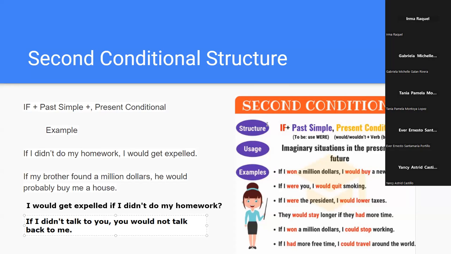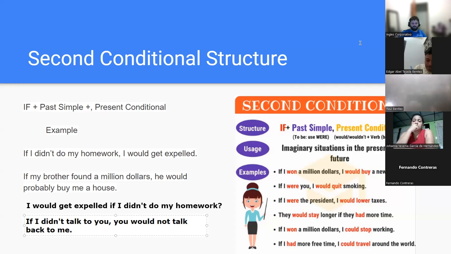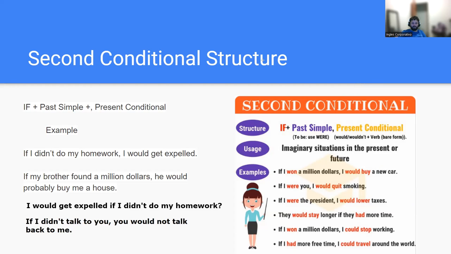All right, so guys, let me hear you guys. Teacher, I finish. Go ahead, give me one of your examples. Okay, if I would have superpowers, I would be a superhero like Superman. All right, do me a favor. I want you to correct your examples, because I want you to follow the structure.